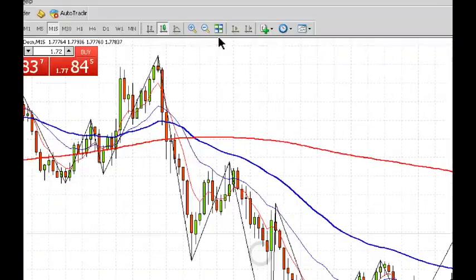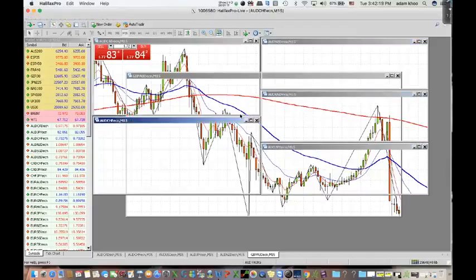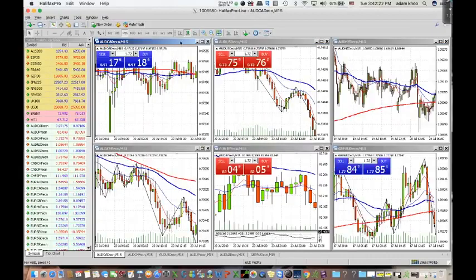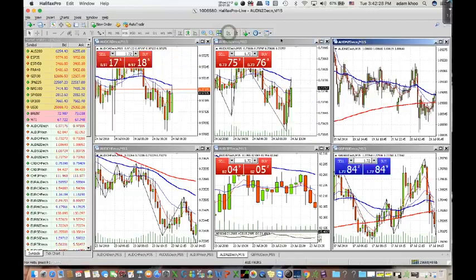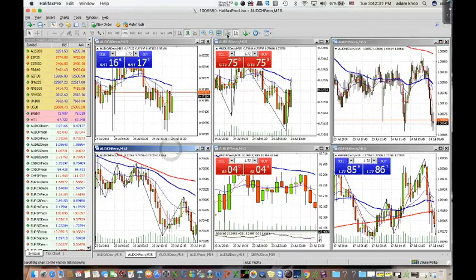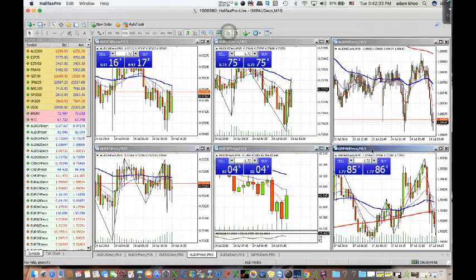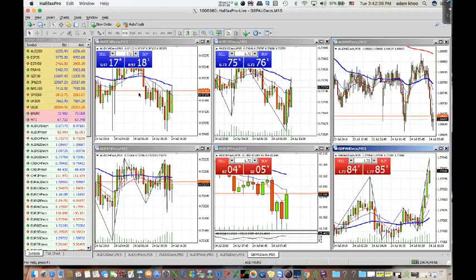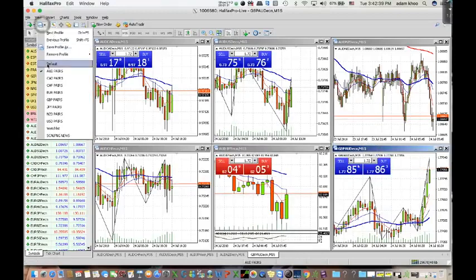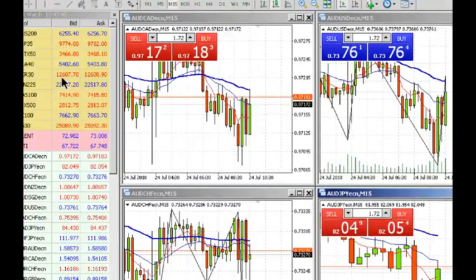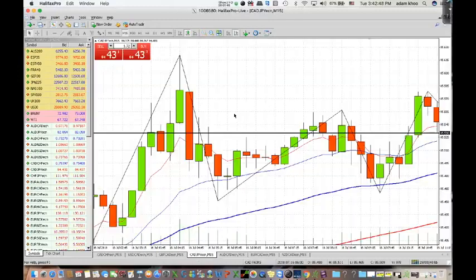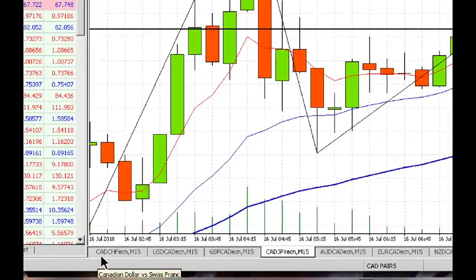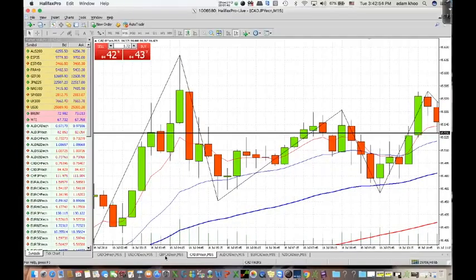Or I can click on this where I can tile it and look at all the charts at the same time, which are all the Aussie pairs. I just click to make sure they're all at the most recent price. Like so, these are all my Aussie pairs. If I want to look at all my Canadian pairs, I click on CAD, Canadian pairs, and they all pop out this way. Again, all my Canadian pairs: Canadian franc, dollar Canadian, pound CAD, CAD yen, Aussie CAD, Euro CAD, New Zealand CAD.